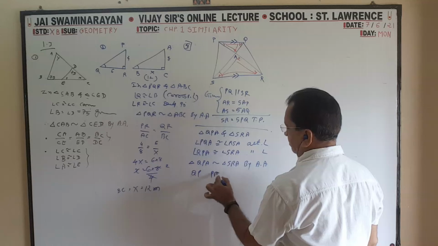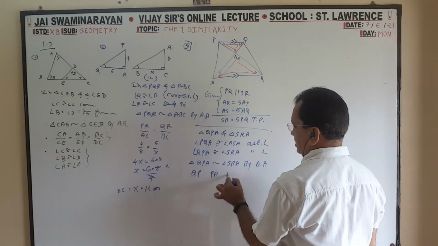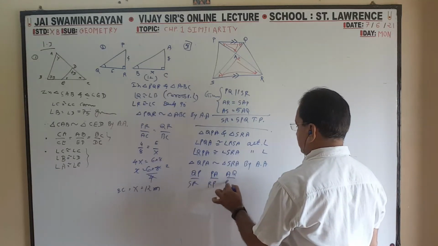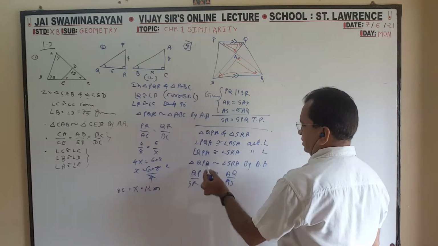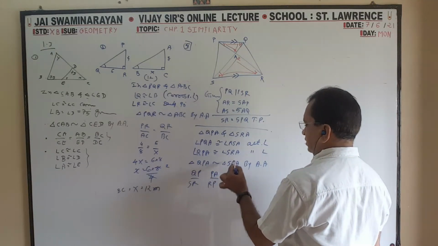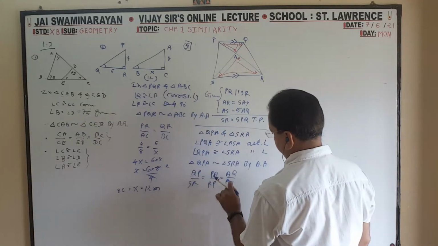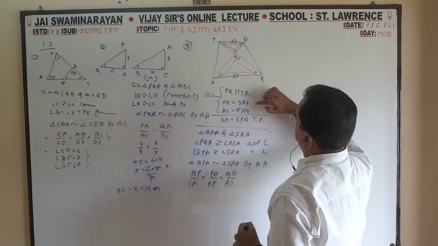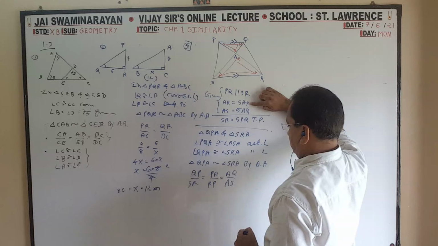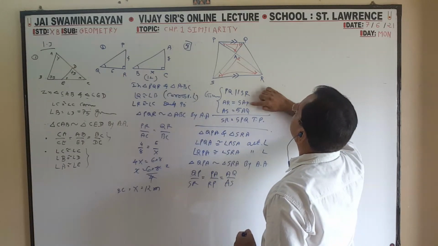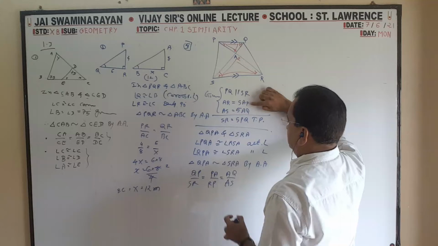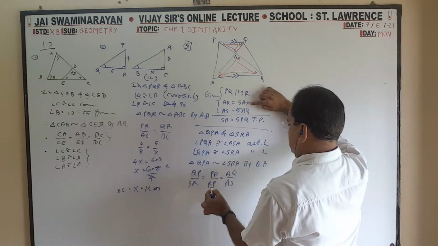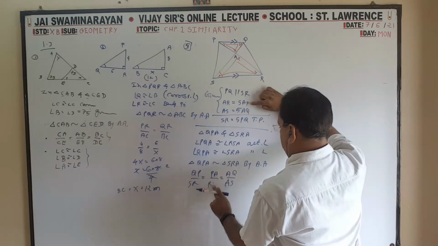Now QP first, second, second, the third first. QP, PA, AQ over SR, RA, AS. First, second, second, the third. Now this, PQ over SR.